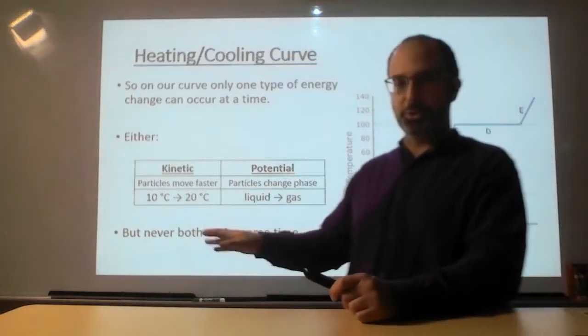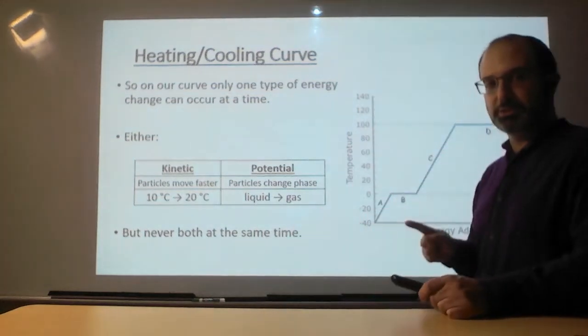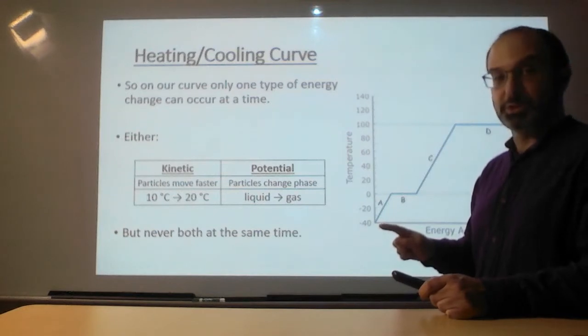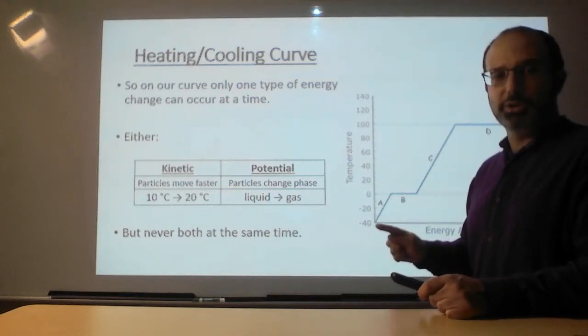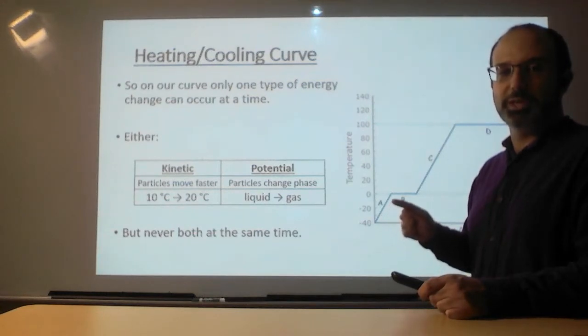We never get both at the same time. It's either one or the other. We can sort of see that, right? Because if we look here at the graph, we start off down here at negative 40, so a standard Winnipeg day, and we're slowly but surely getting warmer and warmer and warmer until we hit zero.